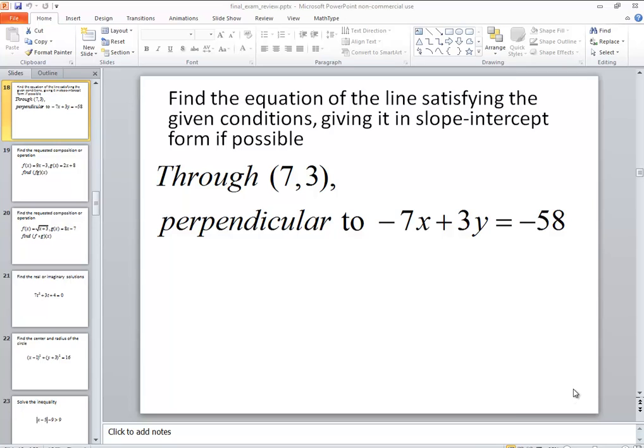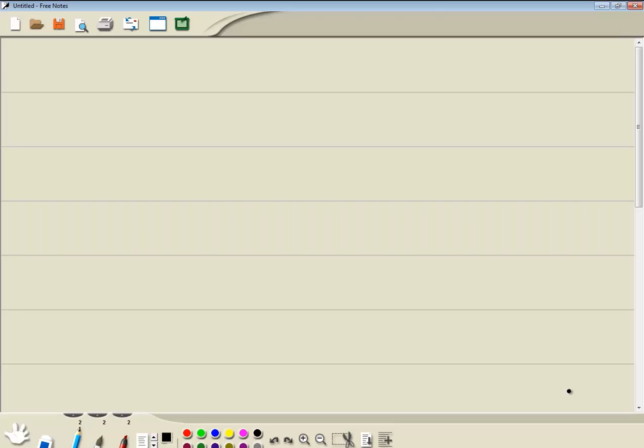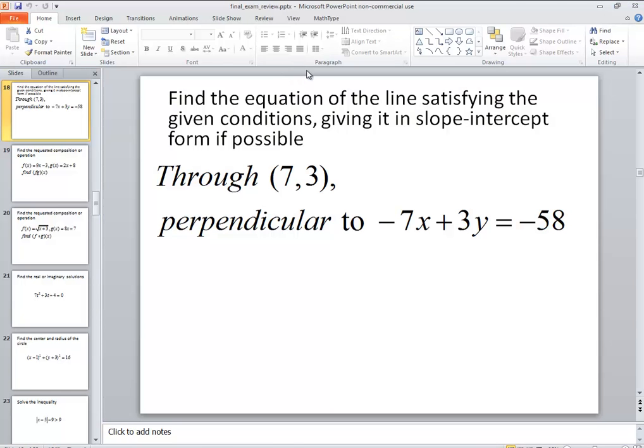In this problem, we want to find an equation of a line satisfying the given conditions, giving it in slope-intercept form if possible. It passes through the point (7, 3), and is perpendicular to negative 7x plus 3y equals negative 58. So (7, 3), and it's perpendicular to negative 7x plus 3y equals negative 58.